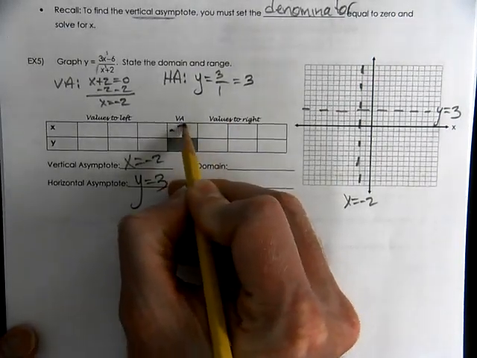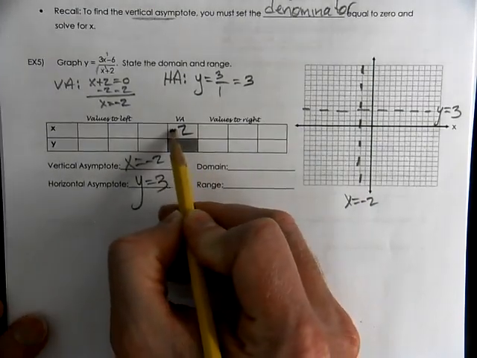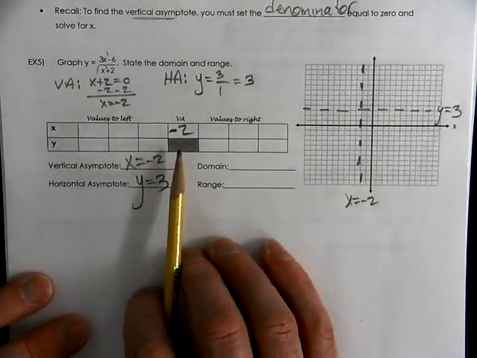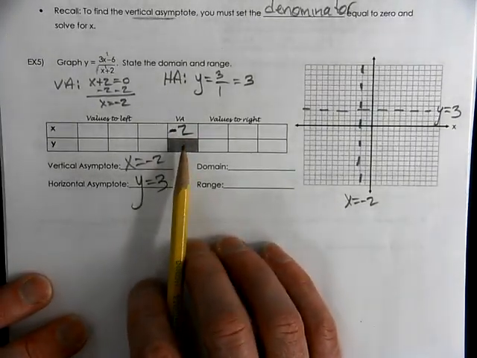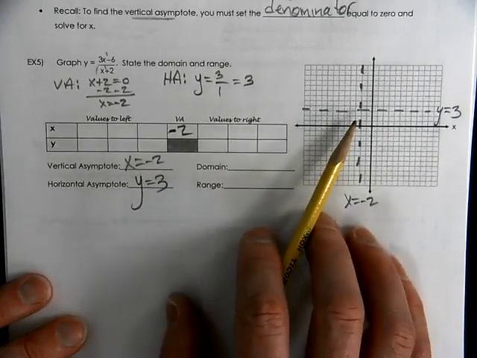-2. So we put a -2 in that spot. Easy enough? That's what makes the denominator 0. That doesn't get us a y answer. All right? Now we need to pick numbers to the right of that vertical asymptote.